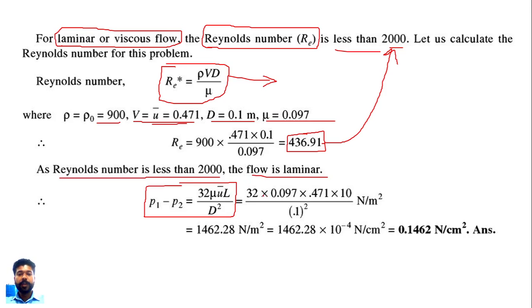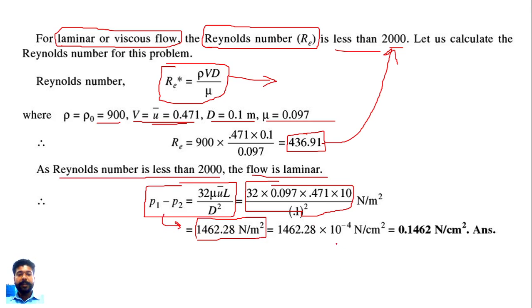So 32 mu, where mu is 0.097, u bar is your average velocity, L is the 10 meter length, and d is the diameter, 0.1 square. By multiplying and dividing this whole value and simplifying this equation, the answer for the pressure drop is 1462.28 Newton per meter square. So this one is your pressure drop.